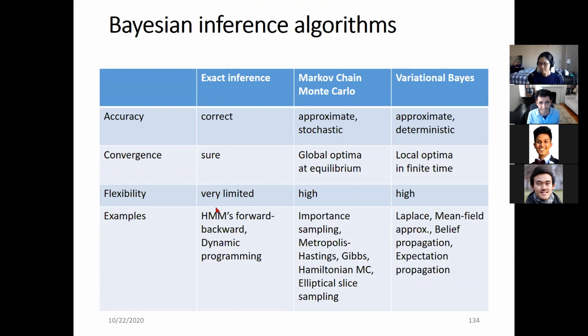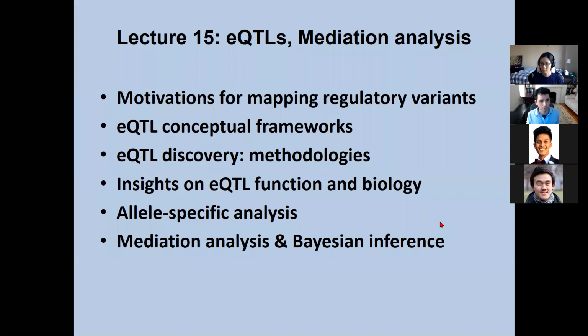So there's different types of estimation algorithms that you can use. You can use exact inference, you can use Markov chain Monte Carlo, or you can use variational Bayes. And then there's many different ways of doing this, and I really encourage you to look up these methodologies.